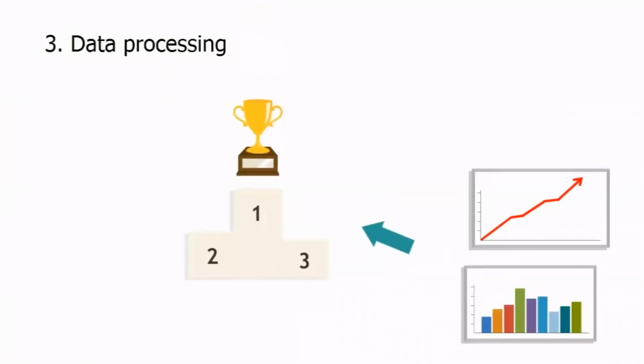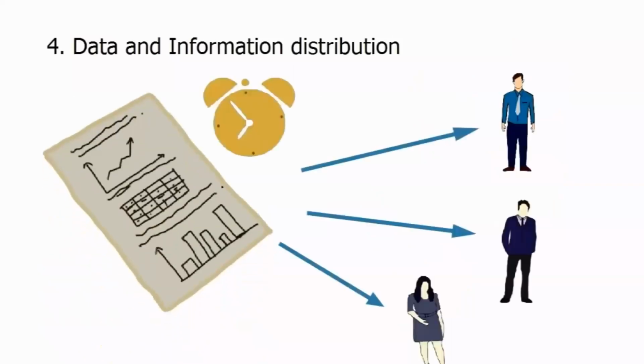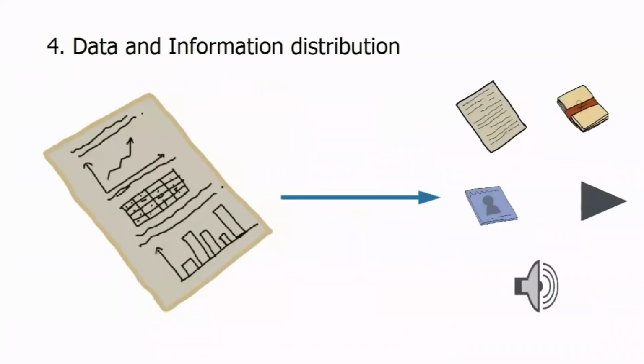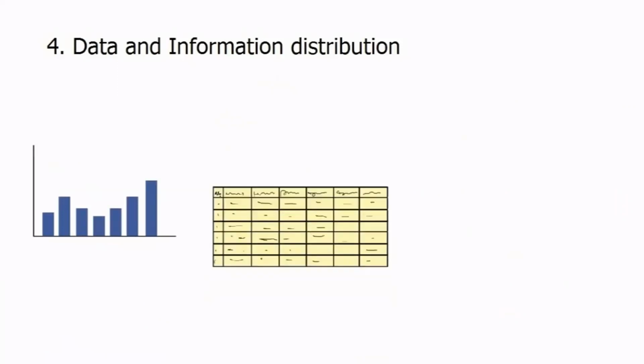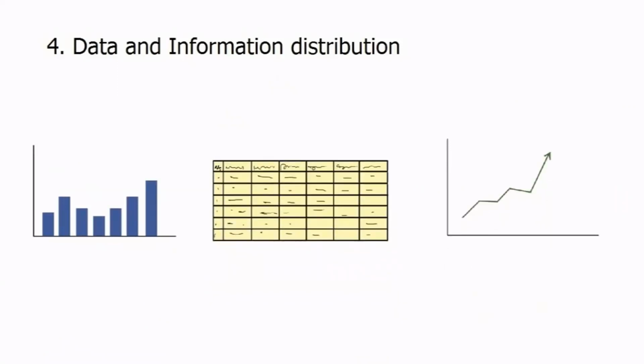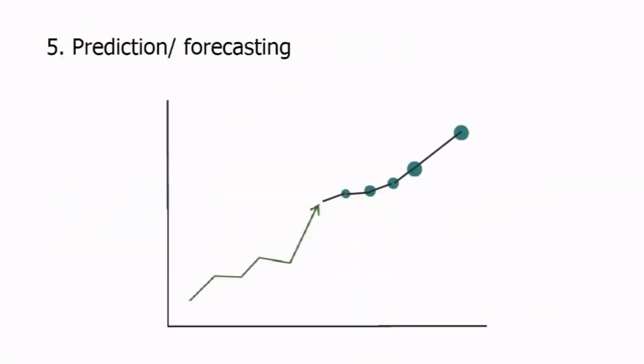This is an important function of MIS, as information is the core necessity for achieving competitive advantage. Distribution of the right information to the right person at the right time is termed as information distribution. The information could be in the form of a report, image, message, file, form, video or audio. To facilitate comparison, information is presented in the form of charts or tables or graphs.